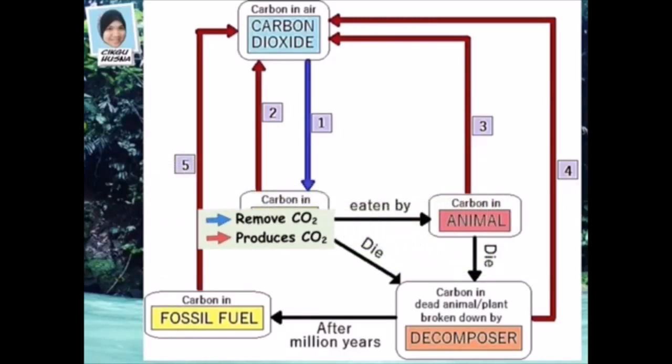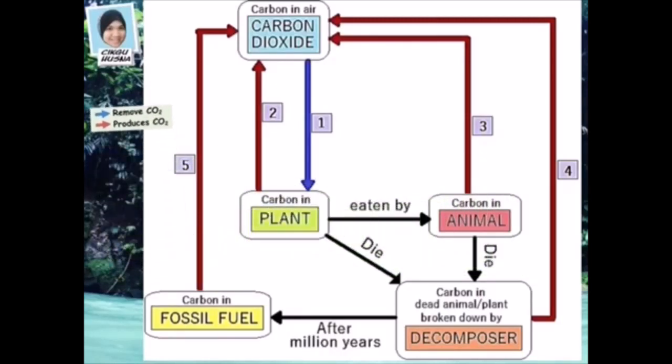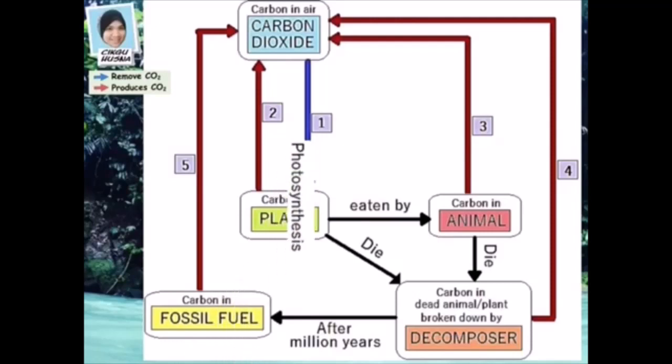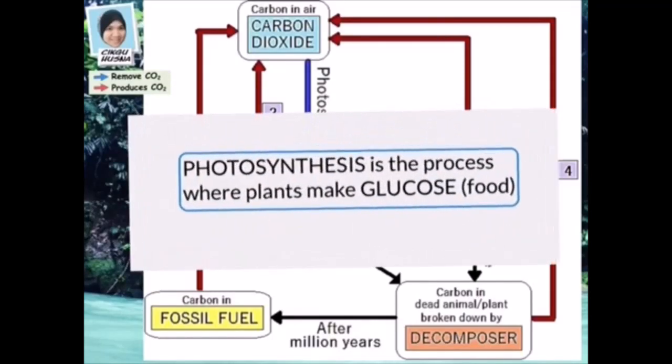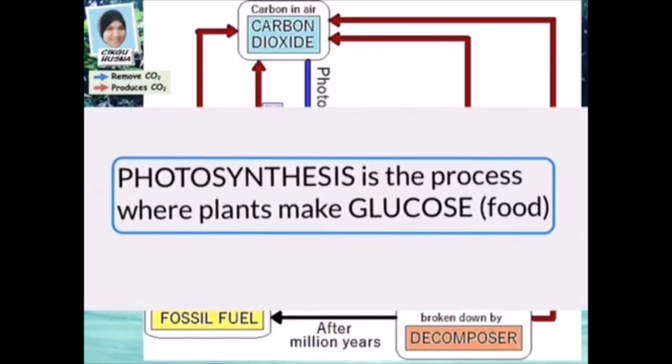So let's look at the first process. Okay, for the first process here, the blue arrow, is the process that removes carbon dioxide from the air, from the atmosphere. So this process is known as photosynthesis. So photosynthesis is the process where plants make glucose. The plant makes food, okay?